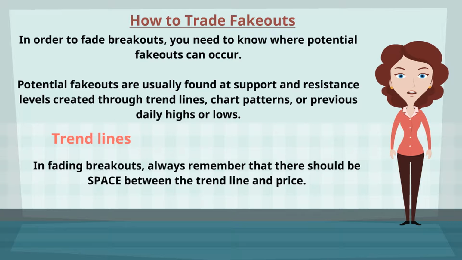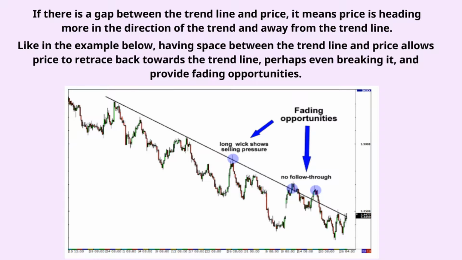Let's come to how to trade fakeouts. In order to fade breakouts, you need to know where potential fakeouts can occur. Potential fakeouts are usually found at support and resistance levels created through trend lines, chart patterns, or previous daily highs or lows. Trend lines. In fading breakouts, always remember that there should be space between the trend line and price. If there is a gap between the trend line and price, it means price is heading more in the direction of the trend and away from the trend line. Like in the example below, having space between the trend line and price allows price to retrace back towards the trend line, perhaps even breaking it, and provide fading opportunities.